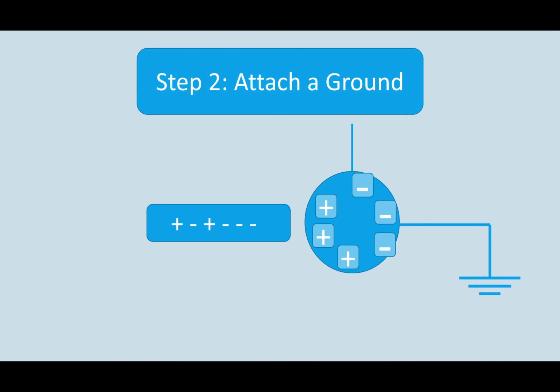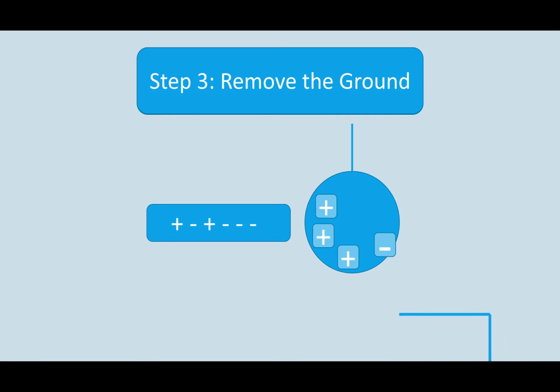Step 2, we're going to attach a ground, and here the excess electrons are going to be transferred down the ground. They're going to be pushed out of the object by the negative rod and down the ground. So they have now been removed from the object. Now to remove them completely, we remove the ground, so that takes the electrons with it. And now we've ended up with a negatively charged rod and a positively charged ball.